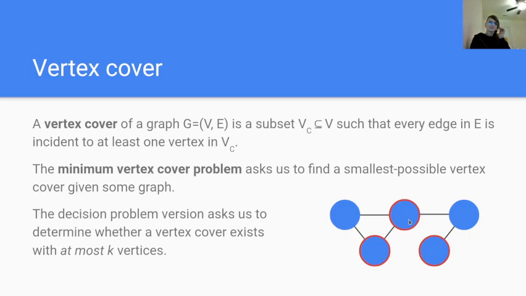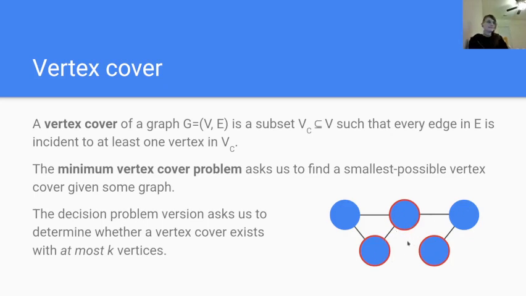The minimum vertex cover problem asks us to find the smallest possible vertex cover. There might be more than one smallest possible vertex cover. In fact, there is in this problem as well. We could have taken this vertex instead of this vertex, for example. But we want to find the minimum vertex cover. And this is in fact the minimum vertex cover. You can't find a vertex cover that has fewer than this many vertices in this graph. So this is a minimum.